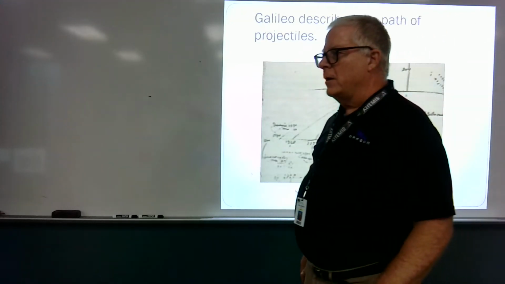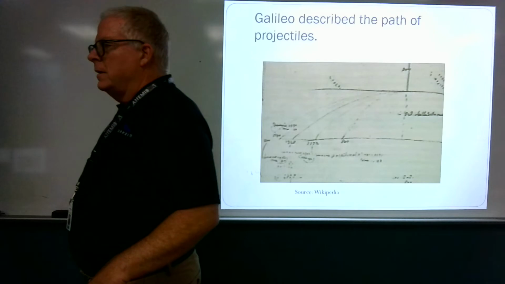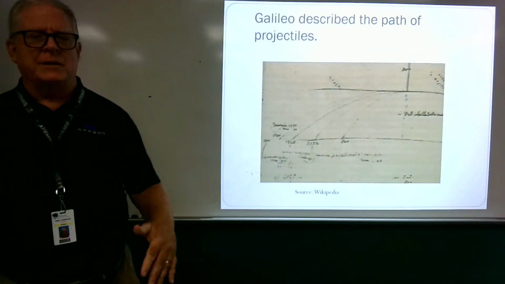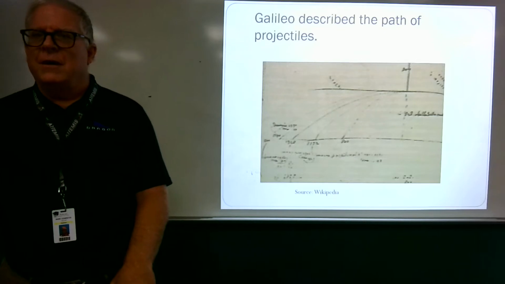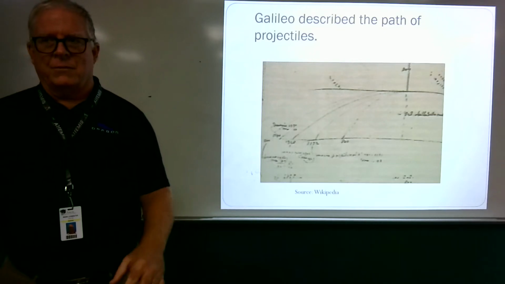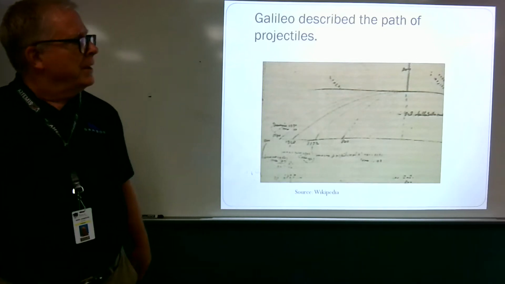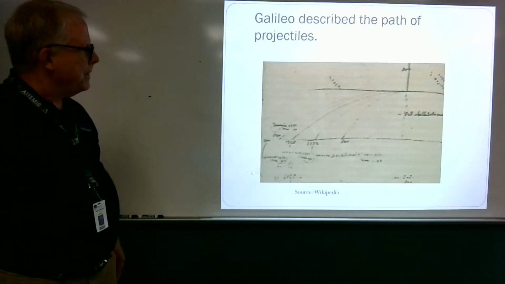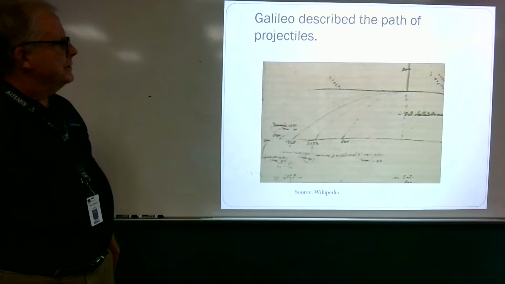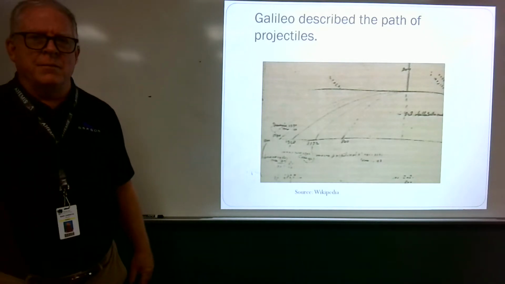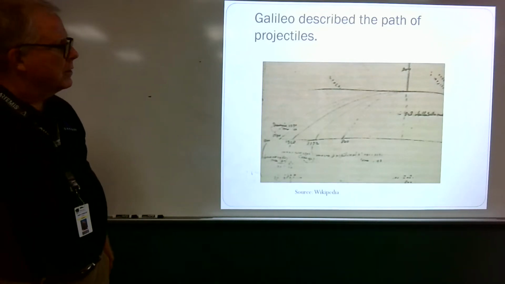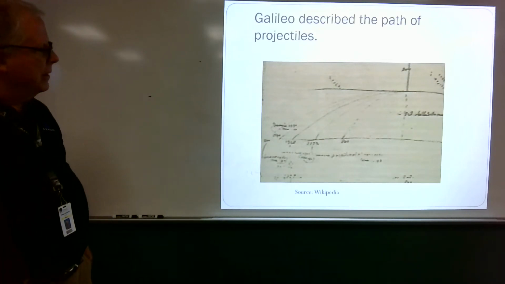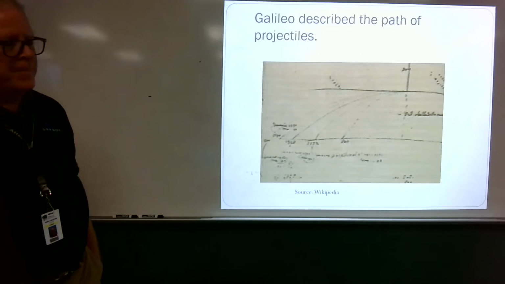Now keep in mind, Galileo was before Newton's time. In fact, Galileo died in the year that Newton was born. That's how I kind of keep track of their chronological ordering. And Galileo was a contemporary of Kepler. So Galileo was the first person to mathematically describe correctly the path of projectiles, that they follow a parabolic path.